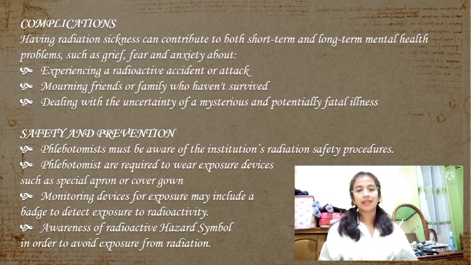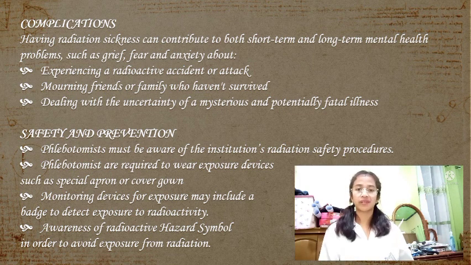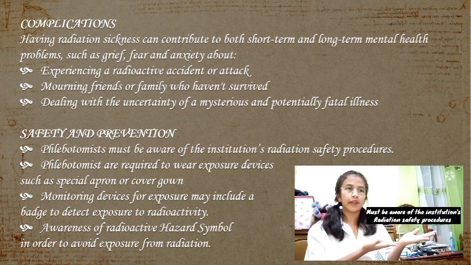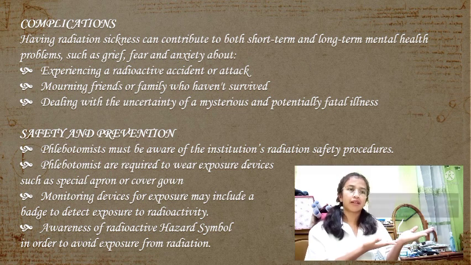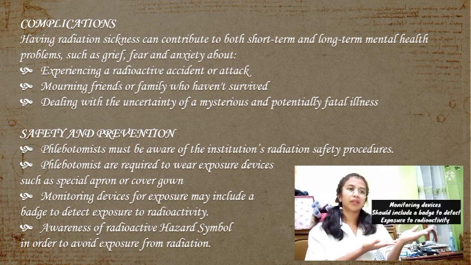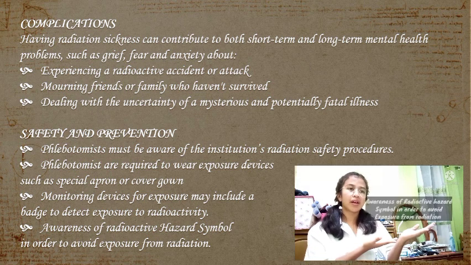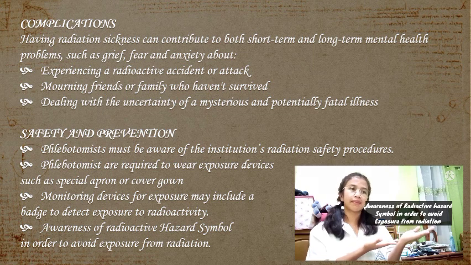So, as phlebotomists, here are the things that we should do in order to prevent radiation sickness or the exposure of radiation. Phlebotomists must be aware of the institution's radiation safety procedure. We are required to wear exposure devices such as a lead apron or cover gown. Monitoring devices for exposure may include a badge to detect exposure through radioactivity. Awareness of the radioactive hazard symbol in order to avoid exposure from radiation.